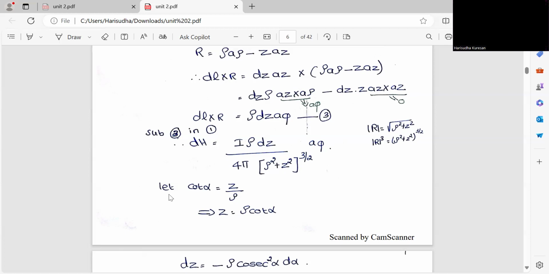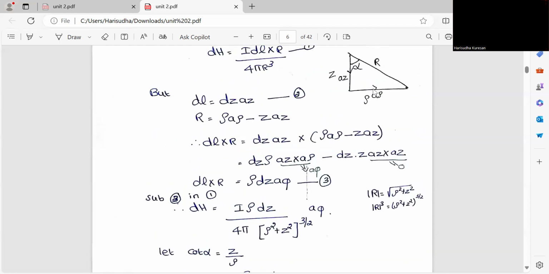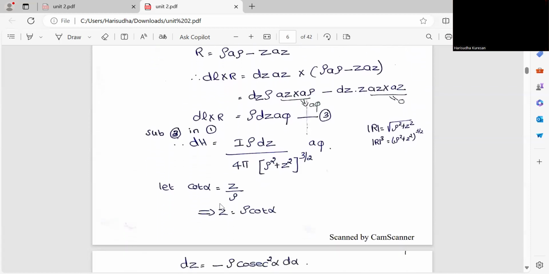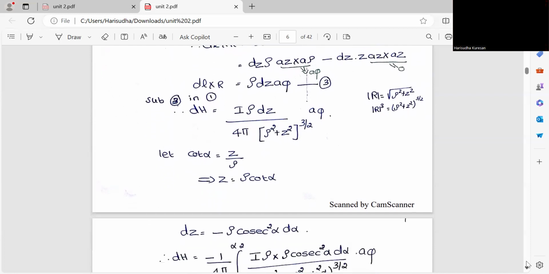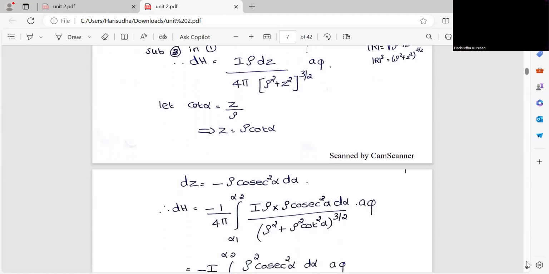Okay, so here we know that cot alpha is equal to z by rho. From this diagram we know that if we want to find the cot alpha, it will be z by rho. So I can cross multiply and get z is equal to rho cot alpha, or theta. So for angle, if you are mentioning by alpha, continue the same from the beginning, or else you make it theta. Okay, now you just differentiate with respect to alpha and z.